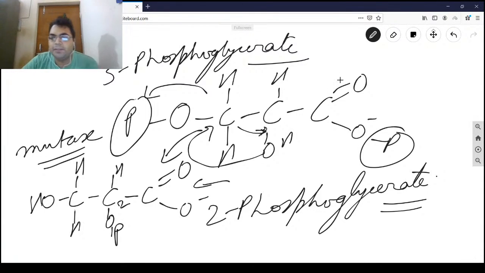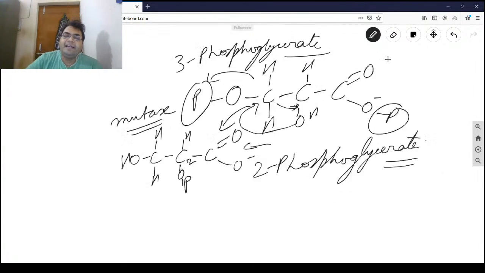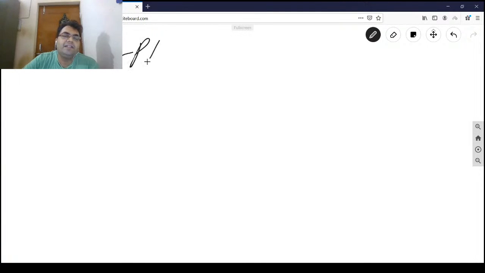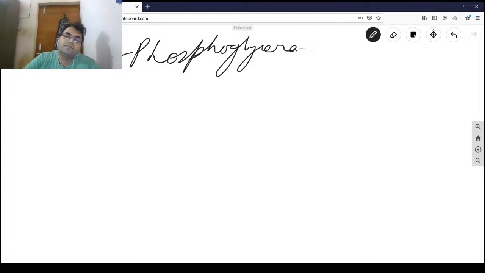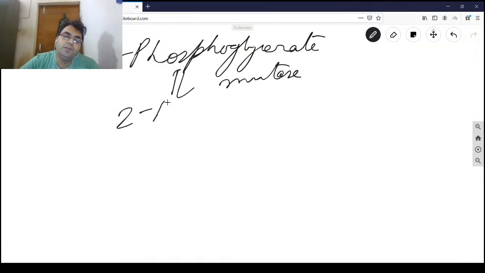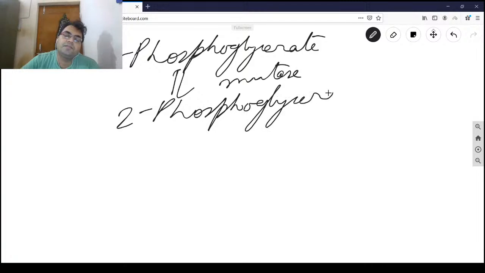Now next, I can write this equation for you. 3-phosphoglycerate becoming 2-phosphoglycerate by the phosphoglycerate mutase enzyme. Simply mutase enzyme, 2-phosphoglycerate. This is what you can think of.